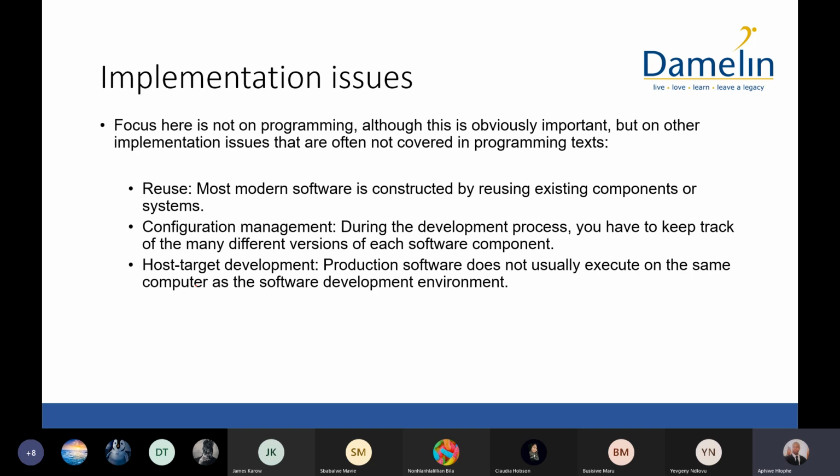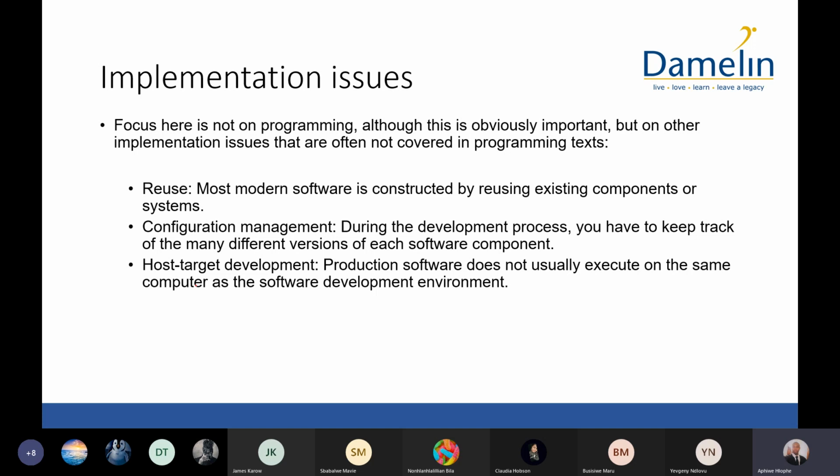So now we're going to talk about the second part of the lecture, which is the implementation, some of the issues that you're going to face during implementation. So the focus here is not on programming, although this is obviously important, but on the other implementation issues that are often not covered in programming texts. Okay, so some of the issues that you're going to encounter during implementation are not usually.